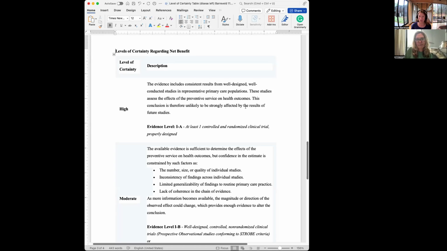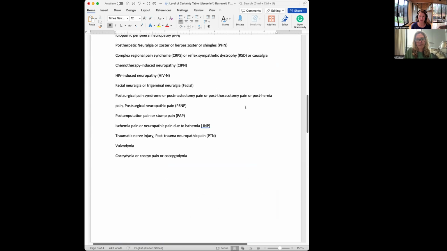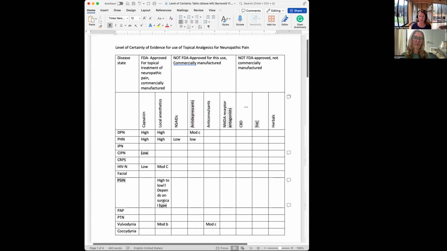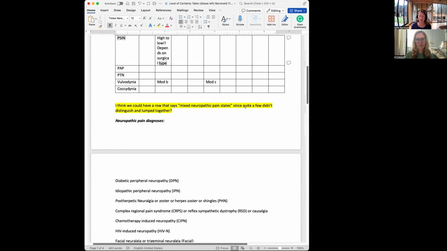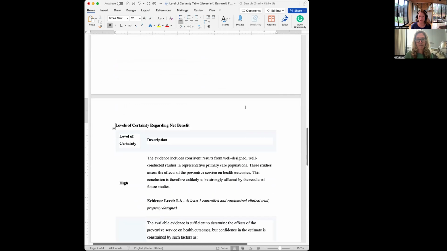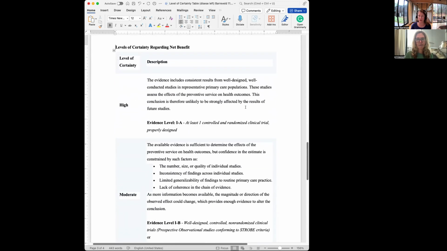we're talking about. So I'll just go to the top here and just say, here's the table that I filled out, and I'll show you that afterwards. What we're looking at here is level of certainty for each of the drug classes of medication based on the disease state. So what we want to review with you is what levels of certainty mean.